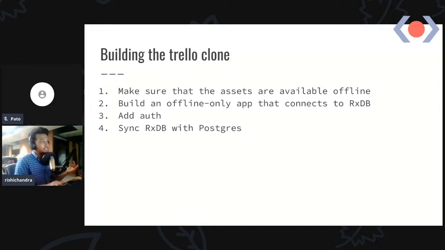Nextly, we start with building a client-only application that connects to RxDB. This is important because since this is going to be an offline first application, the app should work seamlessly without any authentication and any cloud database. So we'll first build an application that connects only to RxDB, and it works completely. Nextly, we'll add auth for managing the identities of the users, and finally, we'll set up sync between RxDB and Postgres. Since the client is going to sync the data between RxDB and Postgres, we have to make sure that Postgres is secure.